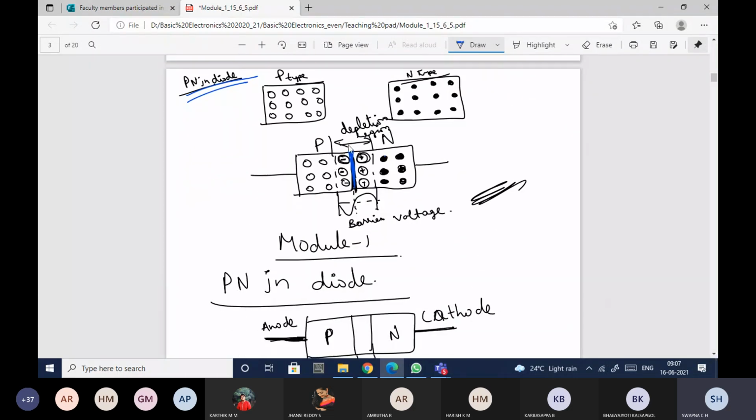And here, if you observe, towards the p side I have negative ions and towards the n side I have positive ions. Because of this there will be a force exerted between the negative ions and the positive ions, because of which there will be an electric field. Towards the negative side I'll have the negative potential, and towards the positive side I'll have the positive potential, and those will have the same strength.